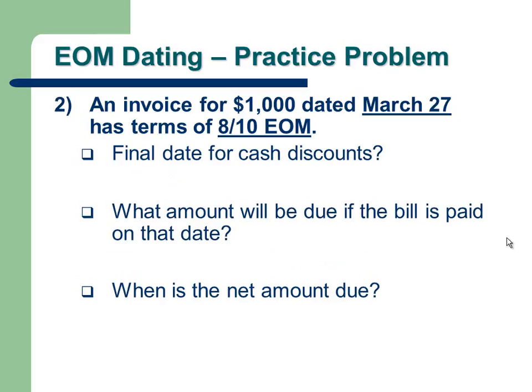Now let's take a look at another problem. We're using the same term and the same invoice amount, $1,000, 8/10 EOM, but the change occurs here with the invoice date. So now the invoice date is March 27th, which is after the 25th day of March. If that's the case, then how will the answers change? Let's pause the video and work on all three questions.